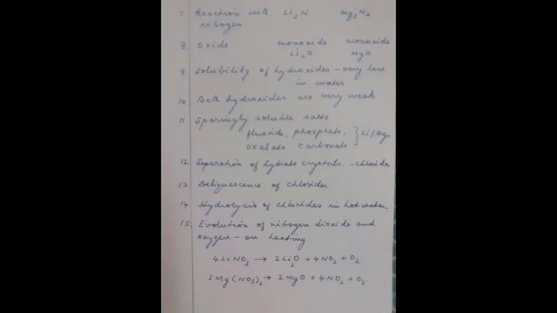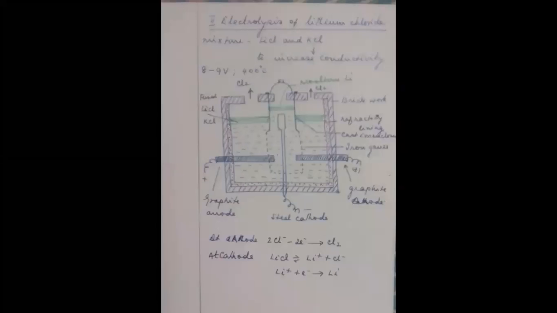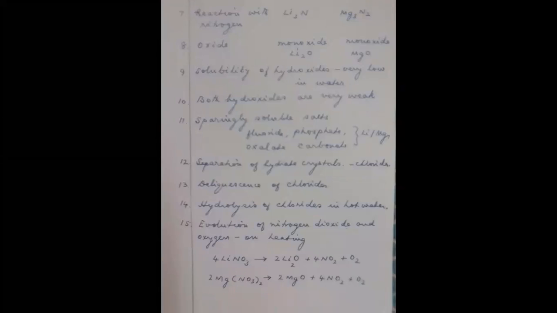soluble. And the separation of hydrated crystals when a saturated solution is prepared, if you take the chlorides, magnesium chloride or lithium chloride, both will get crystallized out in the form of hydrated salts. And also both the chlorides are deliquescent. And also hydrolysis of chlorides takes place in hot water. And also evolution of nitrogen dioxide and oxygen on heating. When you heat lithium nitrate and magnesium nitrate, a similar reaction is observed. And these are all because of the diagonal relationship of lithium and magnesium.